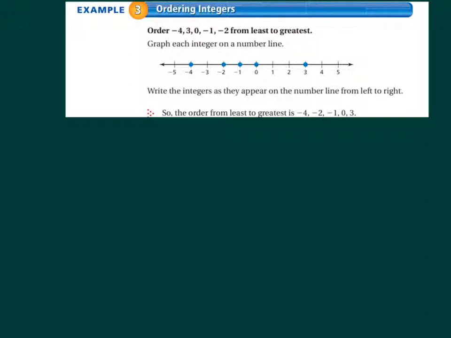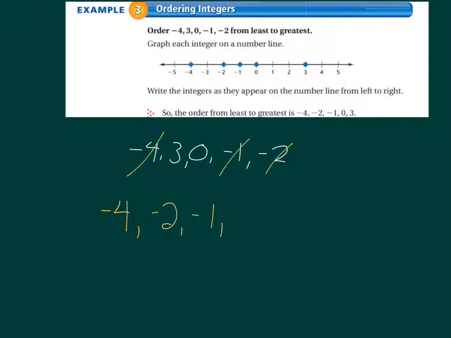Ordering numbers from least to greatest. Again, today we won't necessarily need a number line. Tomorrow we will use one. But when you're given these numbers here, we have negative 4, 3, 0, negative 1, and negative 2. Again, if you need a number line to help you, that's fine. You can use it, but you don't necessarily have to see the order of these numbers. So the first number for our answer is going to be negative 4, and then negative 2, and then negative 1, and then 0, and then 3.